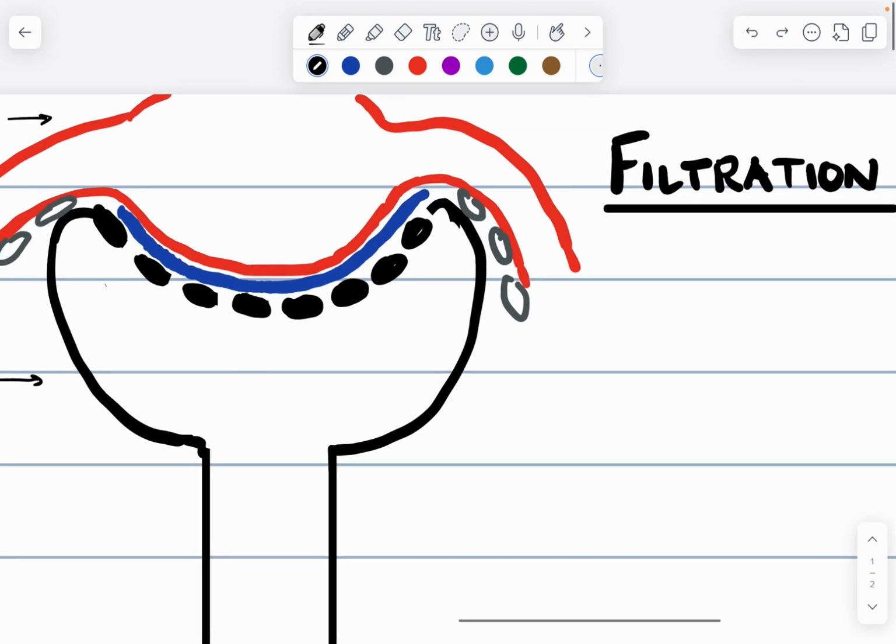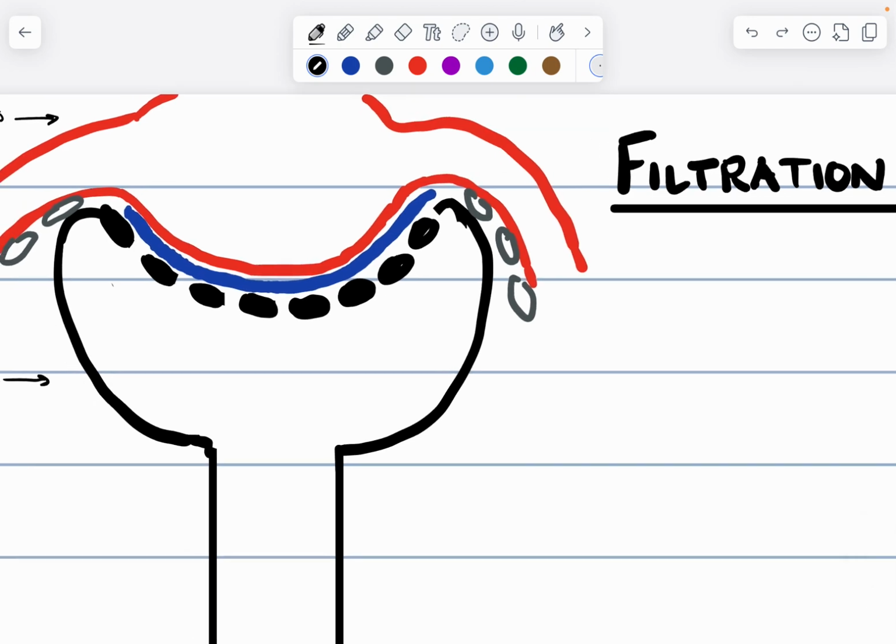So first, let's talk about the different parts of the membrane. First, the glomerulus is going to have fenestrated endothelium. Let's say this red part here is our fenestrated endothelium. It has pores called fenestra, and they're pretty wide and negatively charged, so they repel negatively charged proteins. They let smaller things through, and as they're charged, they repel negative things.